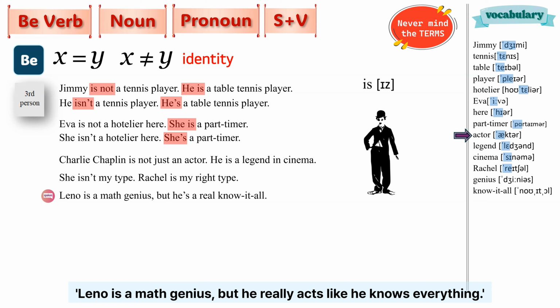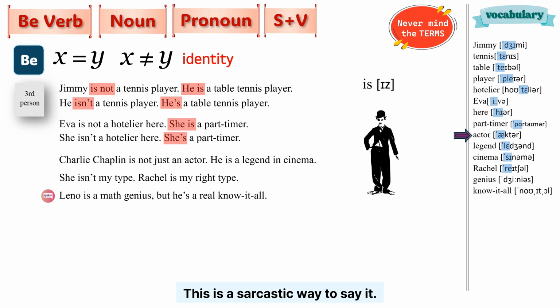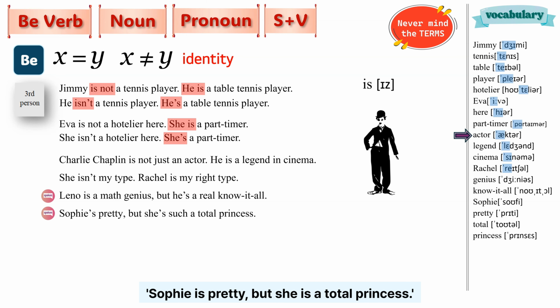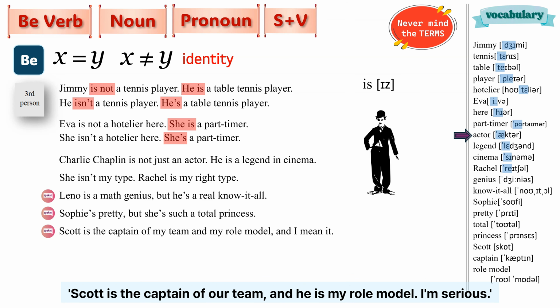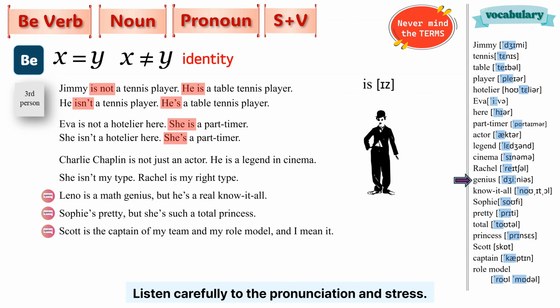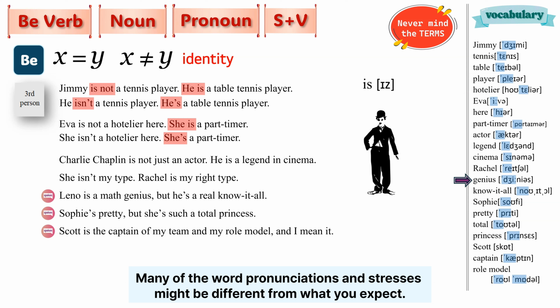Leno is a math genius, but he really acts like he knows everything. This is a sarcastic way to say it. Sophie is pretty, but she is a total princess. This means someone who behaves in a very selfish, demanding, or difficult way, like a princess who expects everything to go her way. Scott is the captain of our team, and he is my role model. I'm serious. Listen carefully to the pronunciation and stress. Many of the word pronunciations and stresses might be different from what you expect.